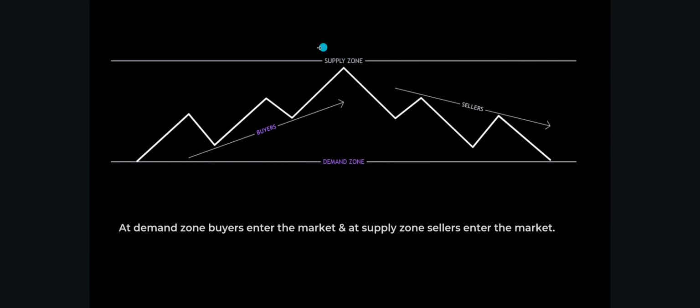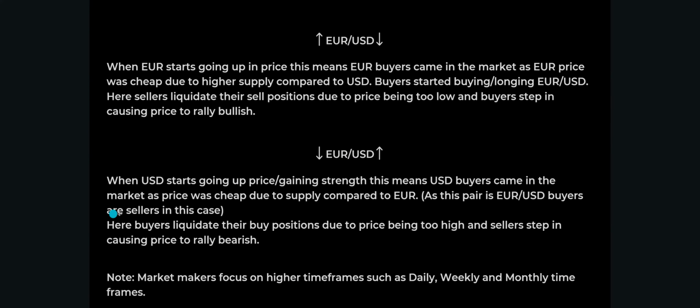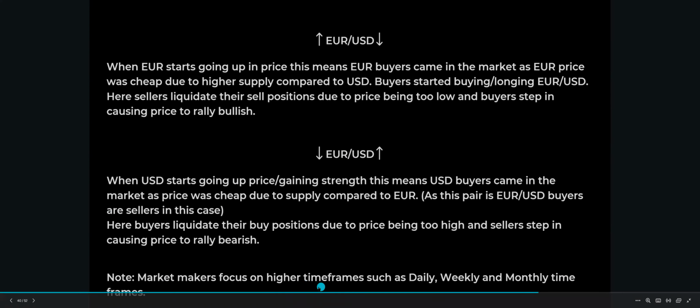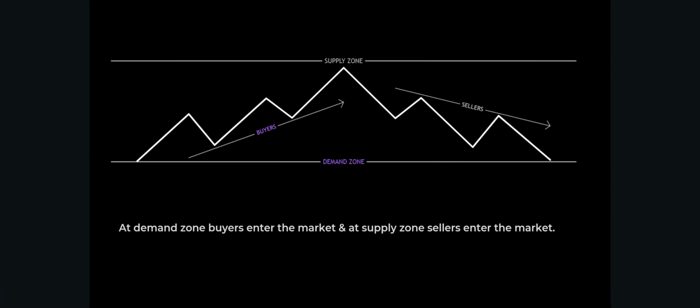Because the euro is too expensive at this point and the dollar is much cheaper, they end up buying up the dollar, basically selling that pair. And we see a selling, a bearish trend happen. I also mentioned that market makers usually focus on the higher time frames, just the daily, weekly, and monthly time frames, because they look at supply and demand only on the higher time frames because they are moving heavy amounts of liquidity, right?